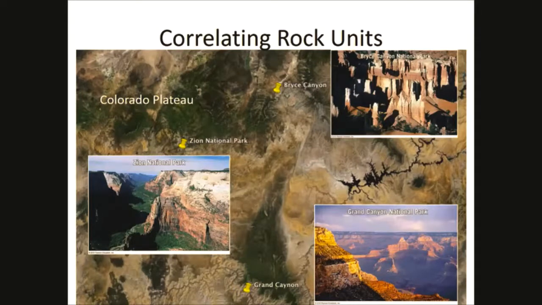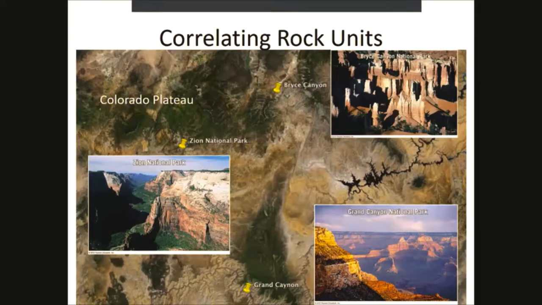So correlating rock units allows us to piece together larger regions and get a larger picture of time. So for example, in the southwest portion of the United States, the region is called the Colorado Plateau.